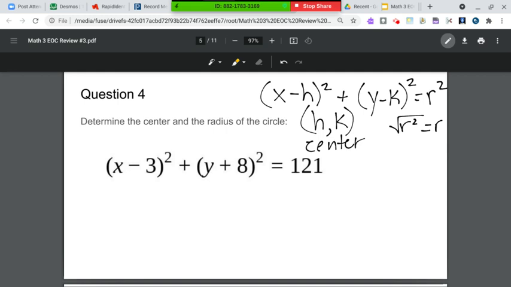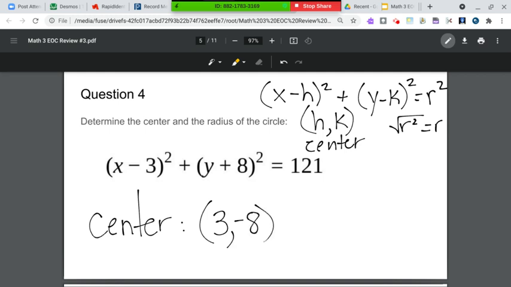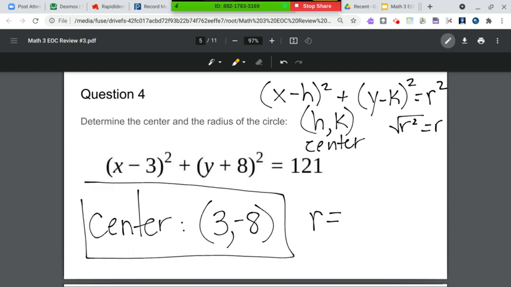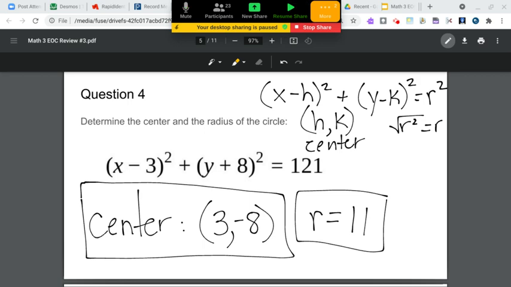So for this particular given equation, what would the center of your circle be? 3, -8. And what would the radius length of the circle be? What's the square root of 121? 11. Good? Okay.